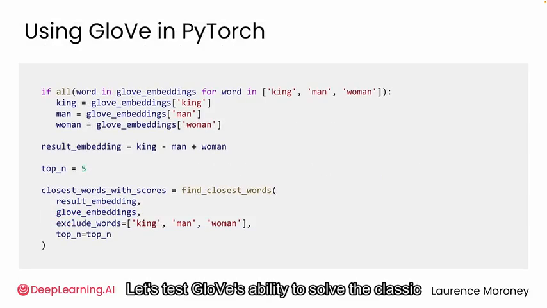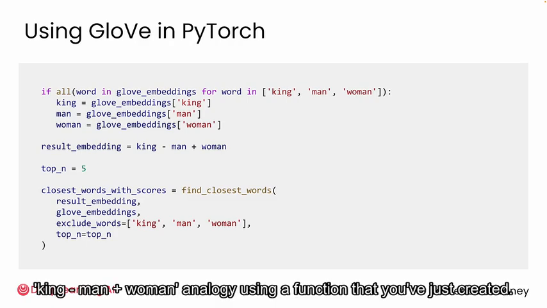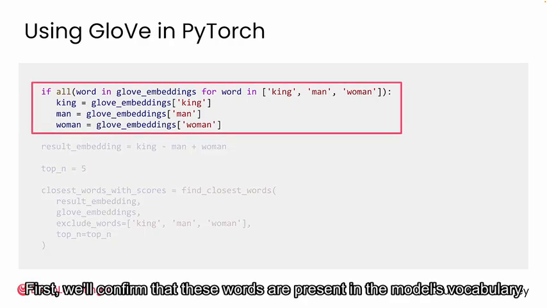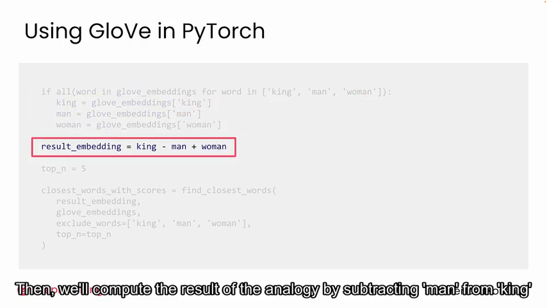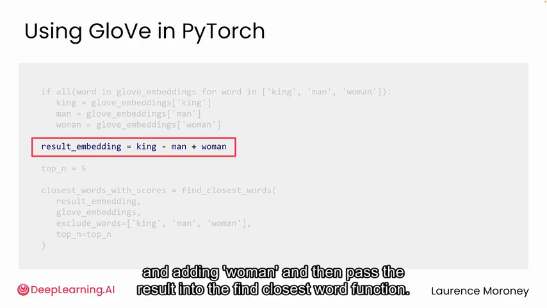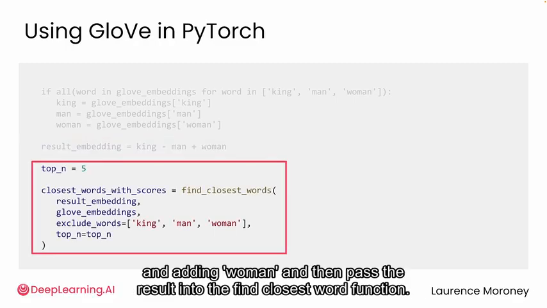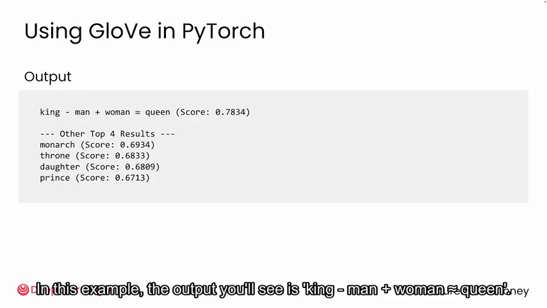Let's test GloVe's ability to solve the classic king minus man plus woman analogy using the function that you've just created. First, we'll confirm that these words are present in the model's vocabulary and we'll extract their embeddings. Then, we'll compute the result of the analogy by subtracting man from king and adding woman, and then pass the result into the find closest word function. In this example, the output you'll see is king minus man plus woman approximates queen.